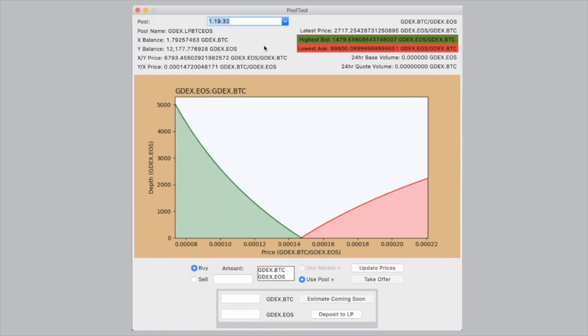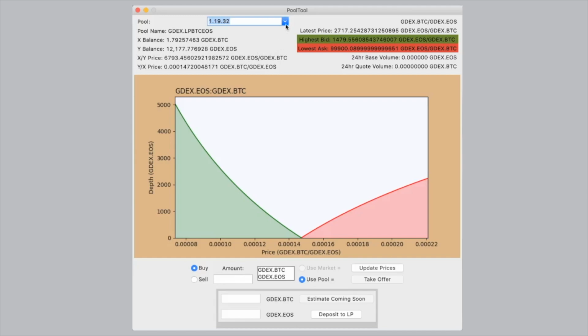You can see that the highest bid and the lowest ask in the top right have an enormous spread. That is the biggest benefit of liquidity pools, as it provides liquidity where the market does not. The X divided by Y price here is between the highest bid and lowest ask and provides the liquidity that people want to have when trading.